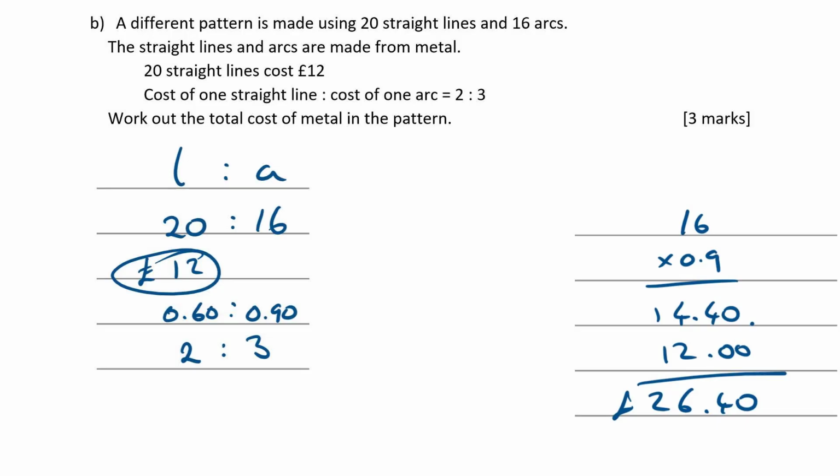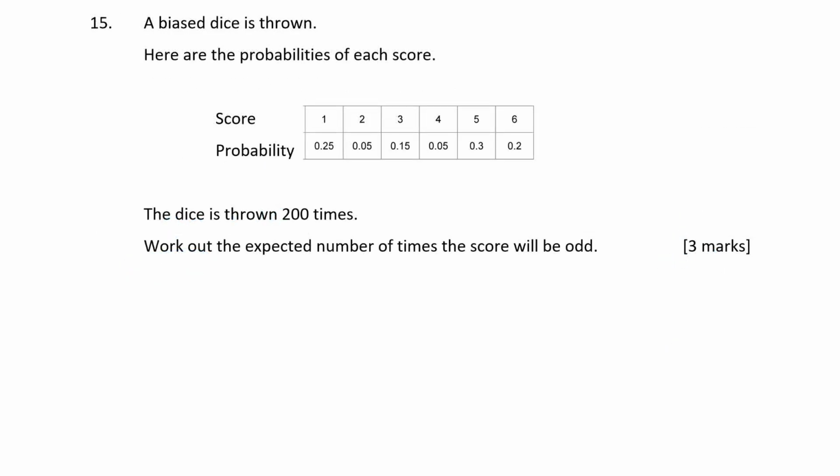It's £26.40. Question 15. A biased dice is thrown. Here are the probabilities of each score. So you can get 1, 2, 3, 4, 5, or 6 on this 6-sided dice, and these are the various probabilities. So you can see that it's most likely to land on a 5, then a 1, and then a 6, and then a 3, and then a 2 and 4 least likely.